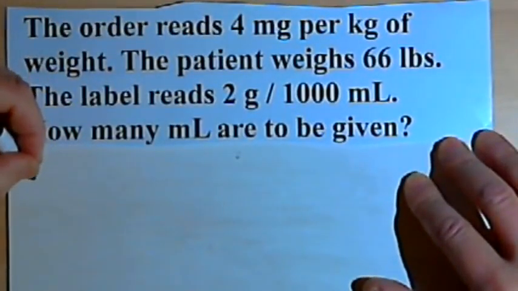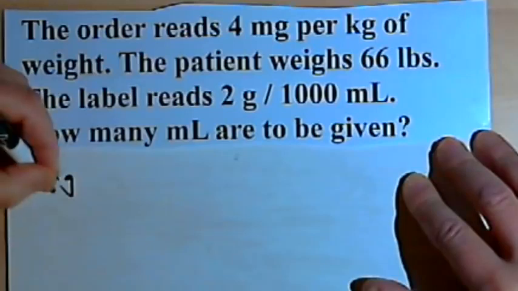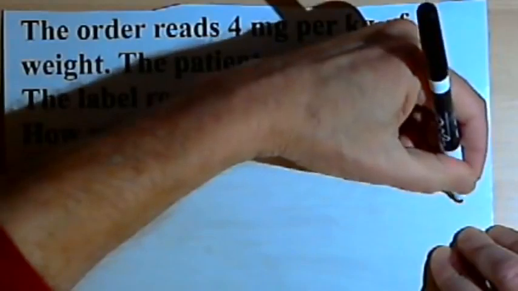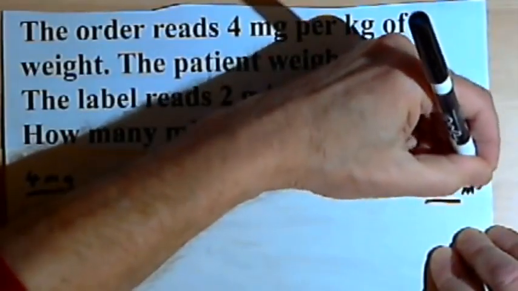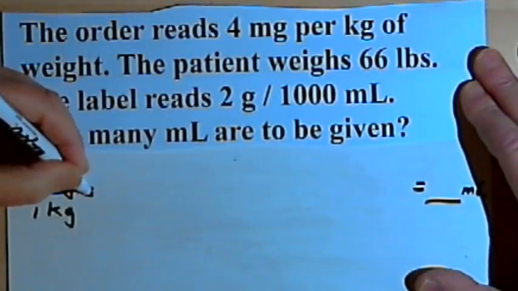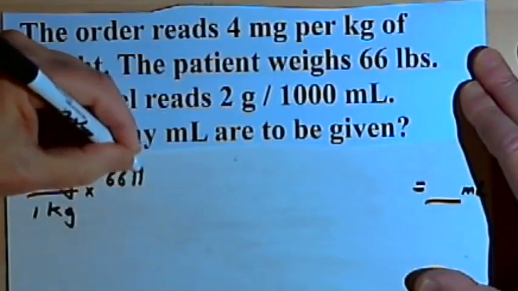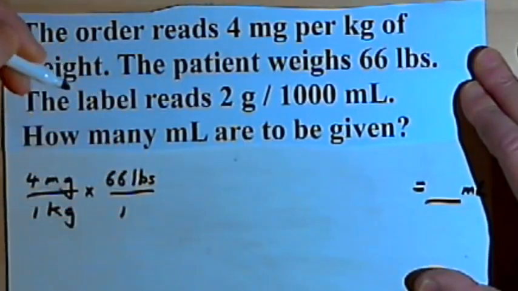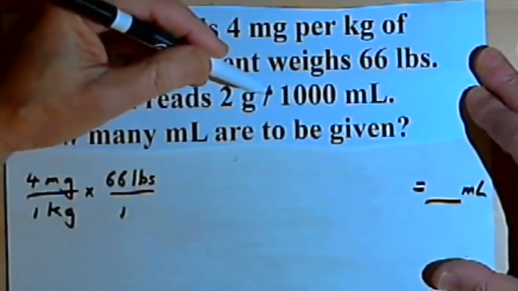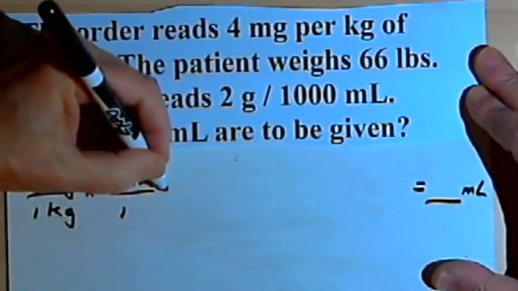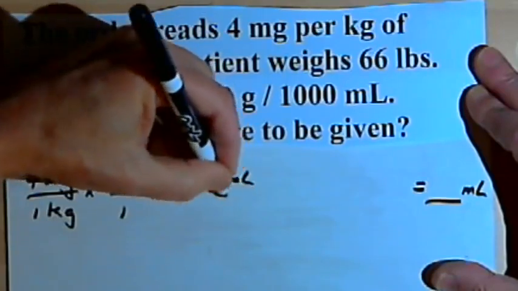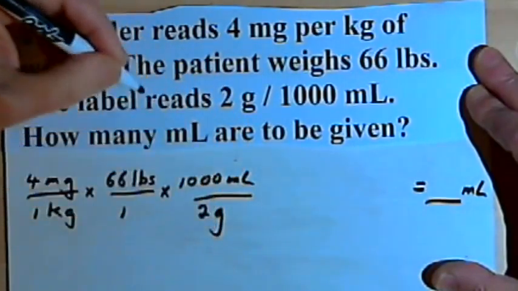Okay, so we'll start out with the order. That's 4 milligrams per kilogram. We want the answer to be in milliliters. We'll take the order, multiply it by the patient's weight. That was given in pounds. So that's 66 pounds over 1. The label reads 2 grams per 1,000 milliliters. So we'll take that information and make a fraction with the 1,000 milliliters in the numerator and the 2 grams in the denominator.